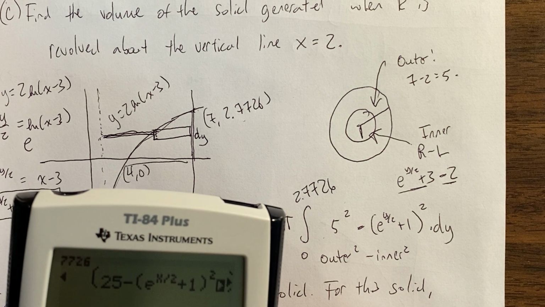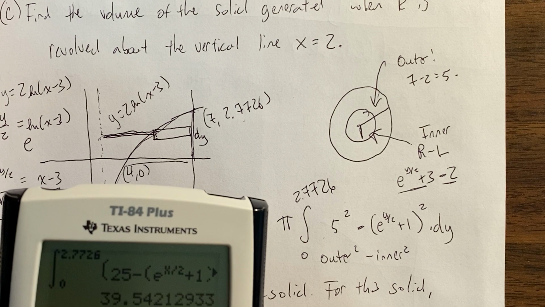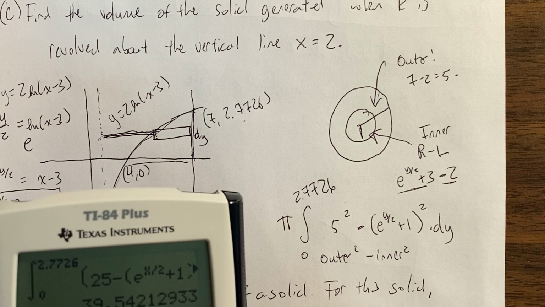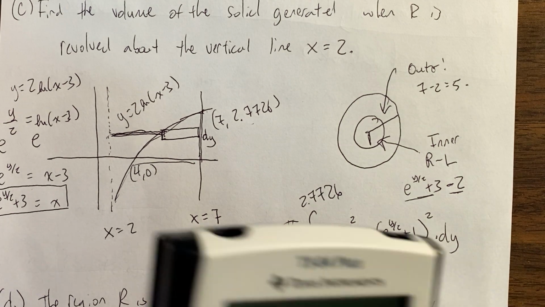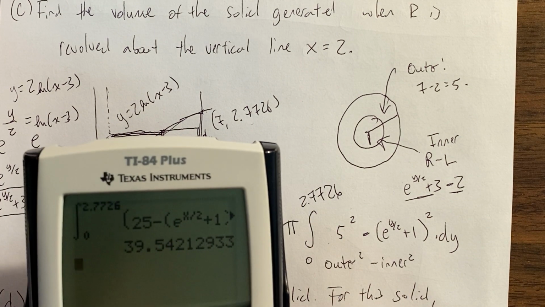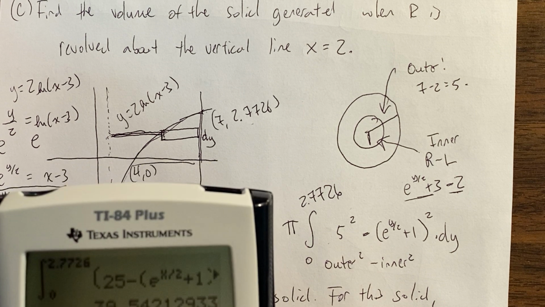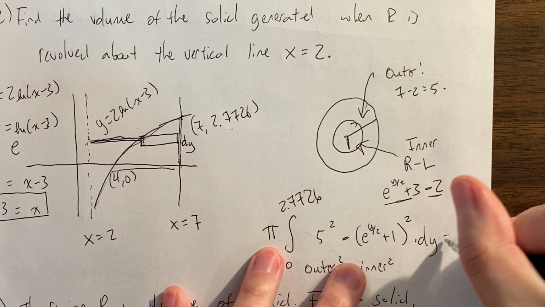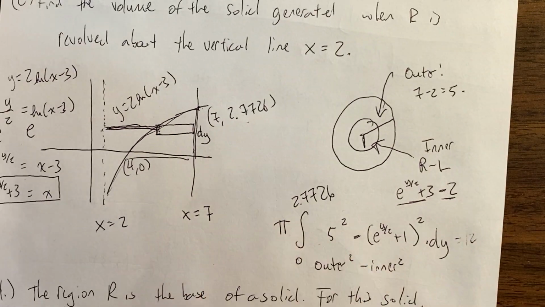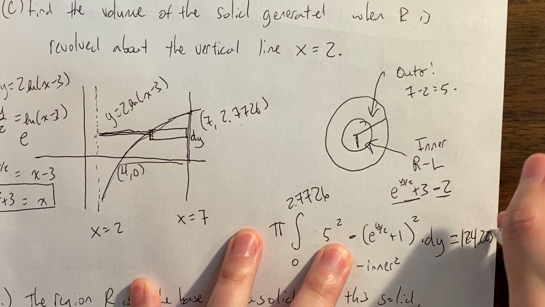So it looks like I'm done with my typing. As long as I choose the same variable I chose, we get 39.542. But again, remember, we do have to multiply by pi. Some people put the pi in the front. That's probably a better way than I do it. But I'm going to multiply by pi at the end, and we're going to get 124.225. So this answer is 124. Sorry. Got confused there for a second.